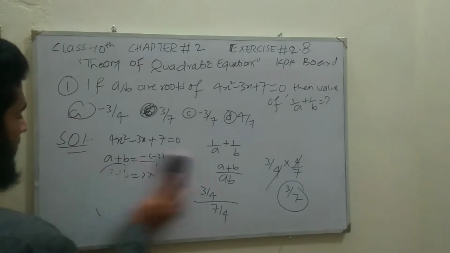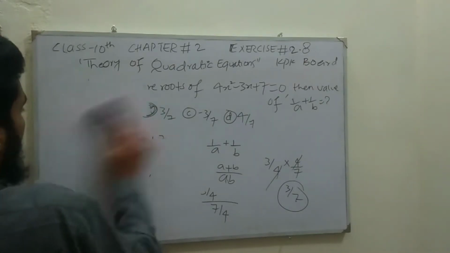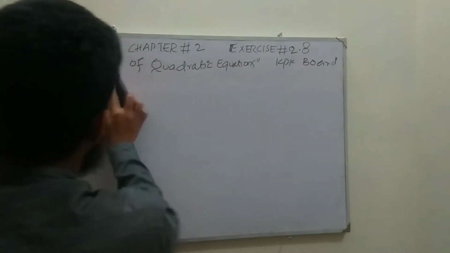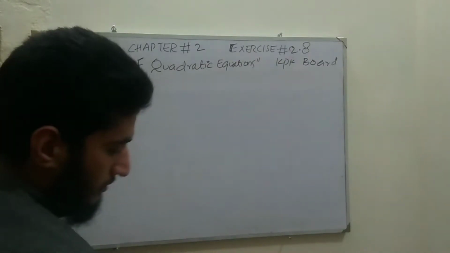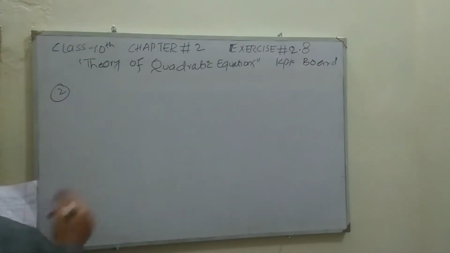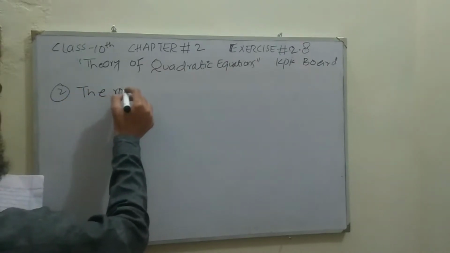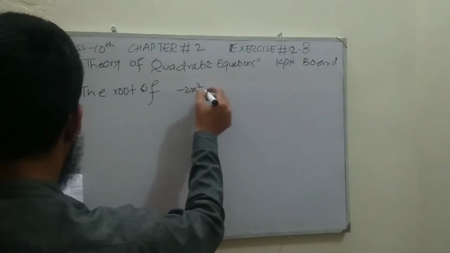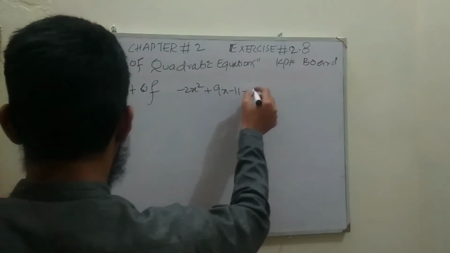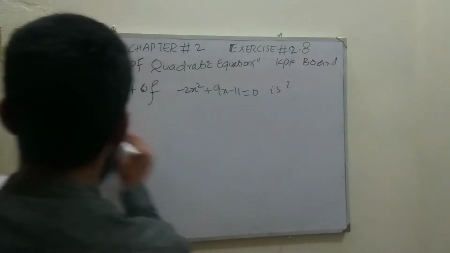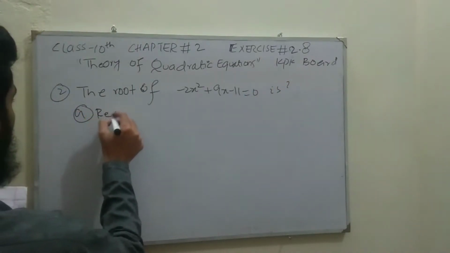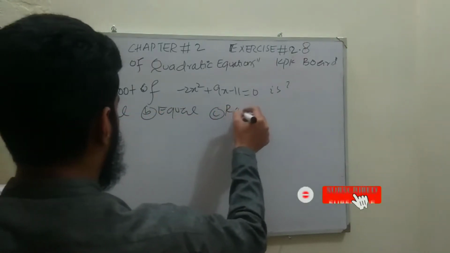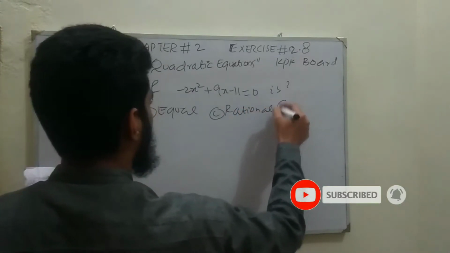Move to the second question. The second question: the roots of the quadratic equation which is minus 2x square plus 9x minus 11 is equal to 0 are. Option A is real. Option B is equal. Option C is rational, and the last option is imaginary.